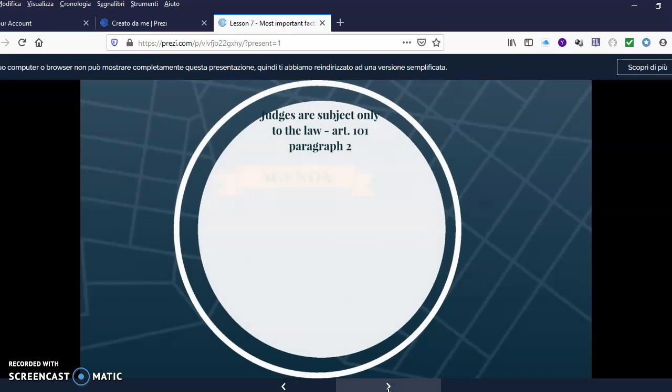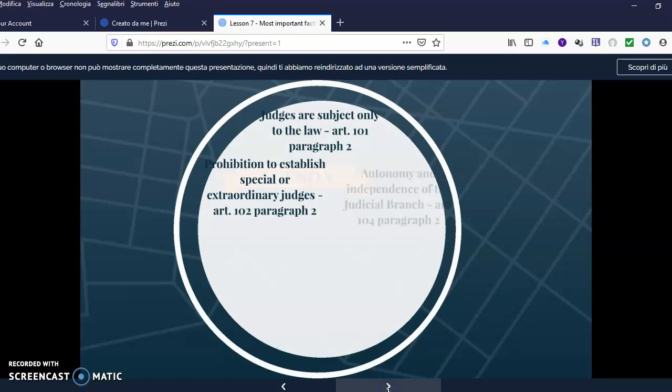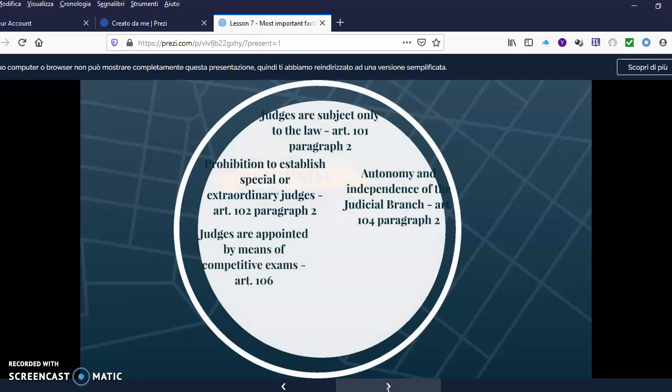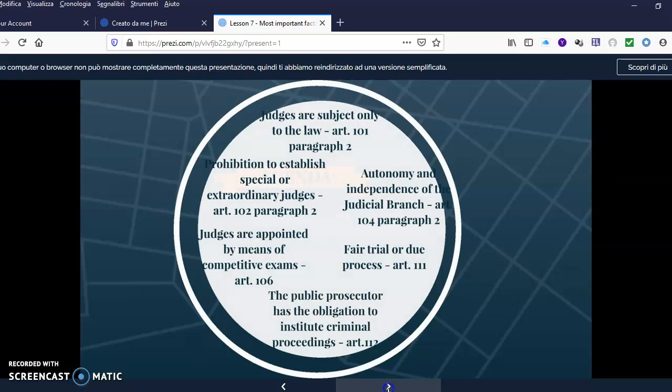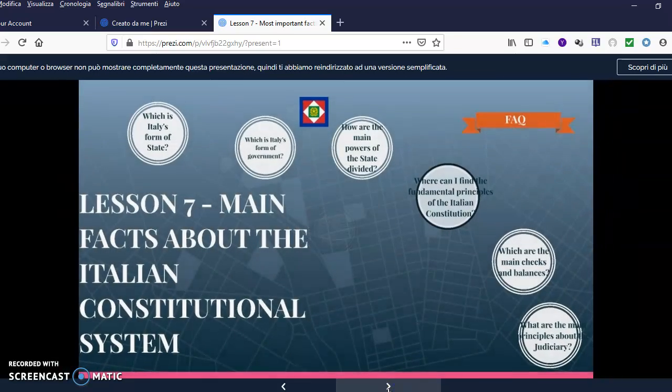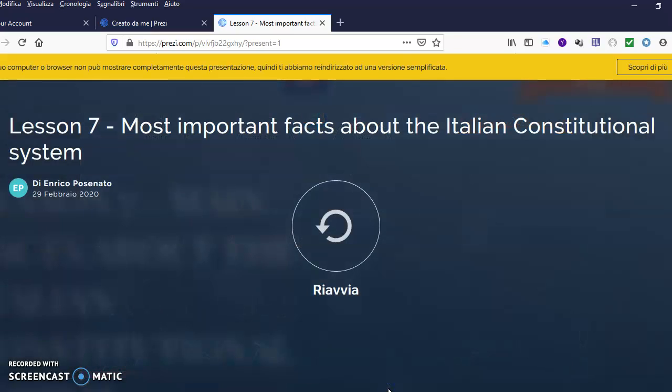Last principles about the judiciary. Judges are subject only to the law, prohibition to establish special or extraordinary judges, autonomy and independence of the judicial branch, competitive exams to appoint the judges, fair trial or due process, public prosecutor must institute legal proceedings. These are the main principles, and this is all for today's lesson.